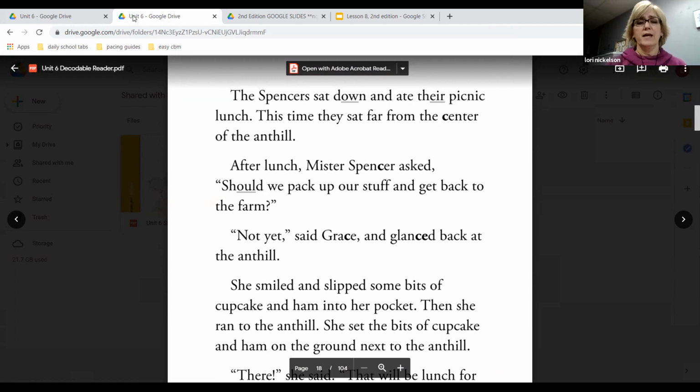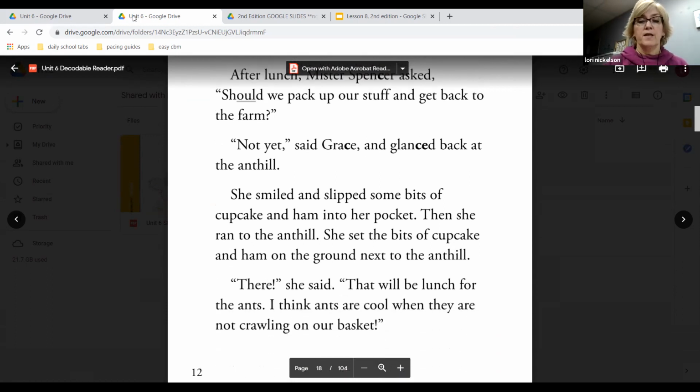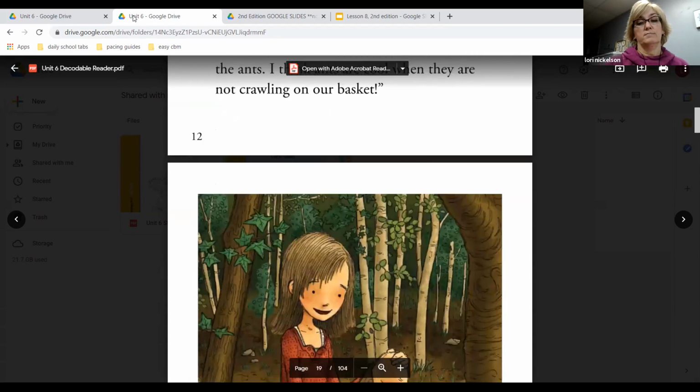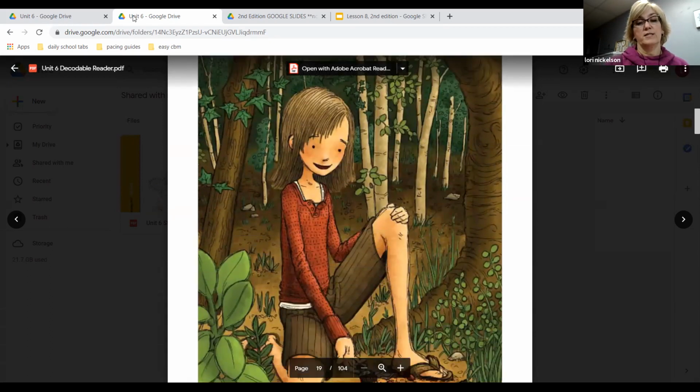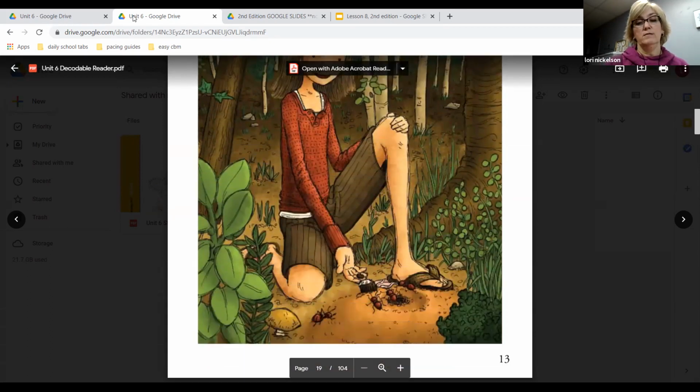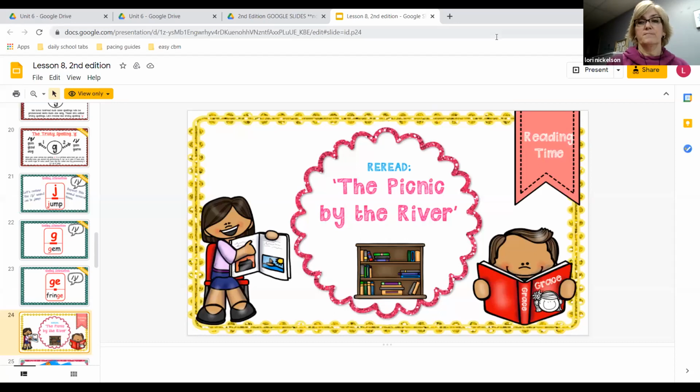Then she ran to the anthill. She set the bits of cupcake and ham on the ground next to the anthill. "There," she said, "that will be lunch for the ants. I think ants are cool when not crawling on our basket." And there's Grace giving them some food. All right, so let's get back to our slide here.